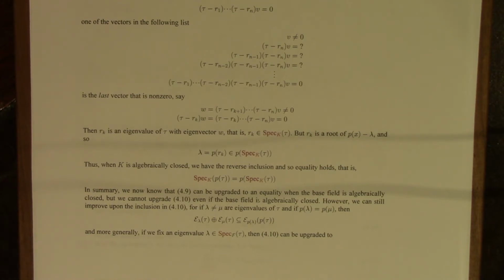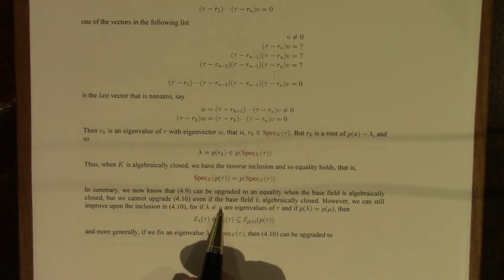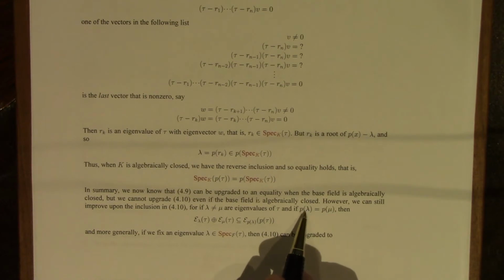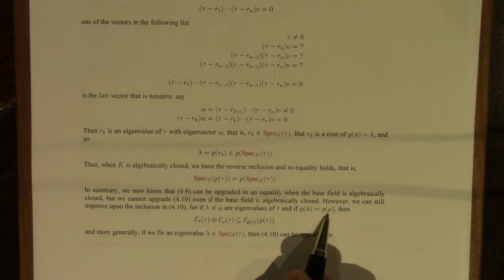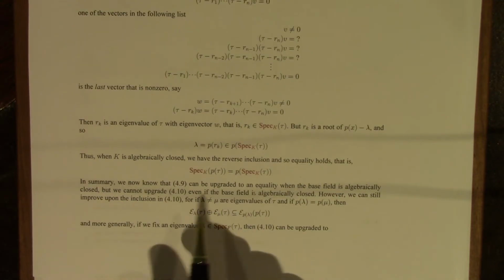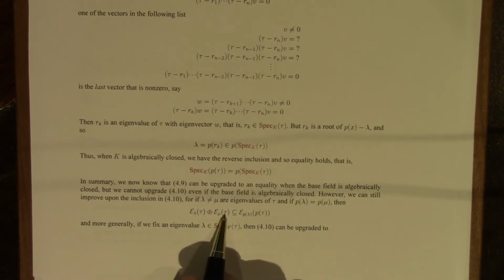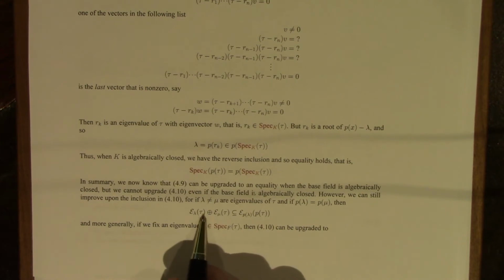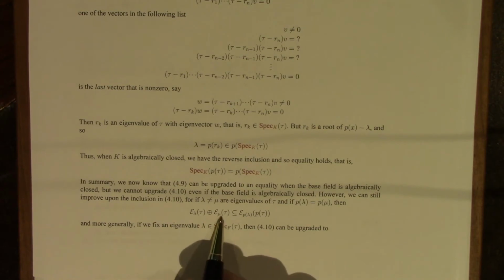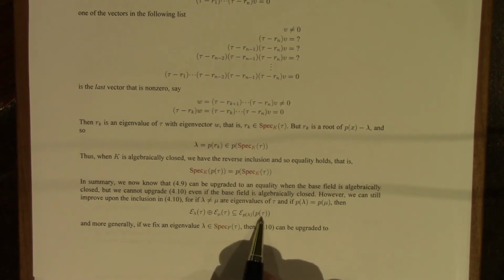But there is still something we can do with 4.10, the eigenvector inclusion. If we have two different eigenvalues of tau, it's possible that when we apply p to them, we get the same value. That means both of these eigenspaces are contained in this eigenspace. It's the use of 4.10 twice. So these are essentially disjoint, so the direct sum of these two is contained in this eigenspace.